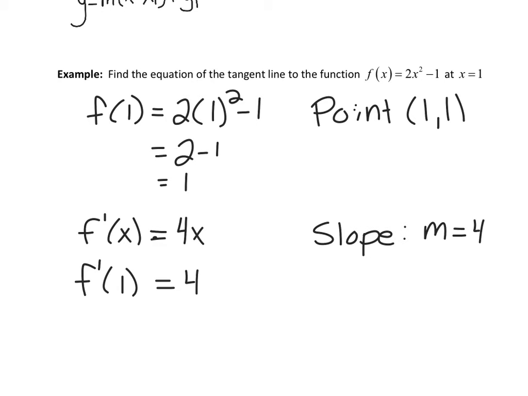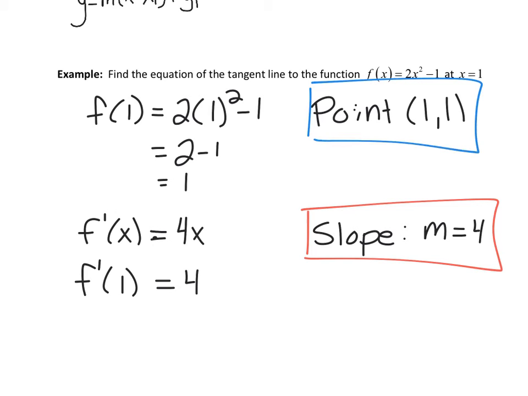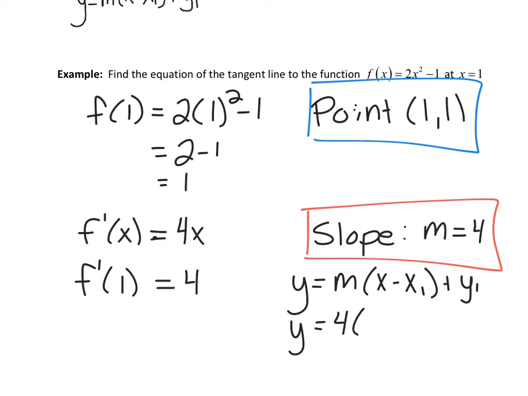Now I just plug both of those numbers in. So I've got my slope, I've got my point, and I'm going to plug it into y equals m multiplied by x minus x1 plus y1. So 4 multiplied by x subtract 1 plus 1.